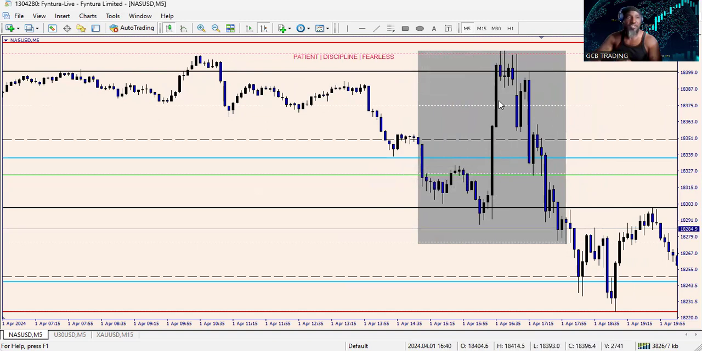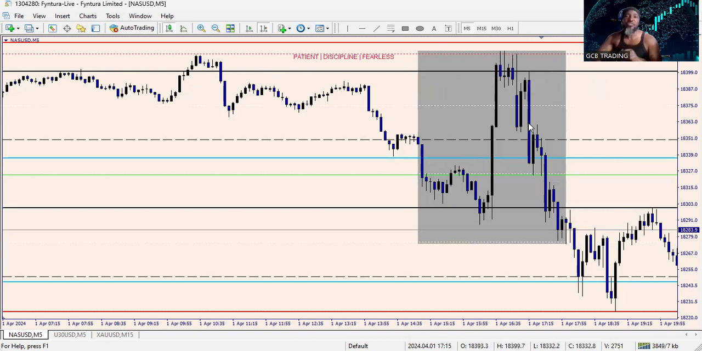Once price got back up to the top part of our 100 pip box, I'm now inside of my selling area. And as you can see, we are respecting the 00 level, which is 18,400. Price is failing to continue breaking out of that level. Price also failed to break above the high that it put in place in London session. Look at the wicks on the candles.